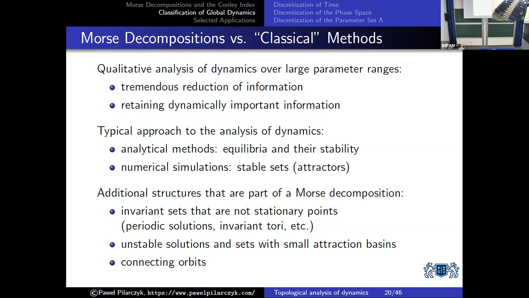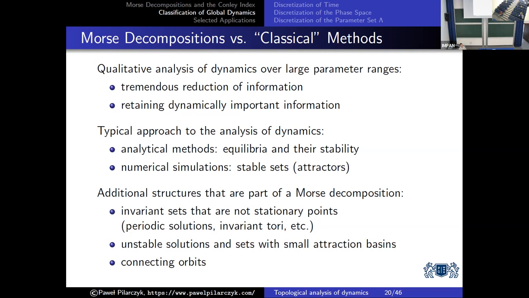Any kind of qualitative analysis of dynamical systems requires tremendous reduction of information. You don't want to have a database of all the trajectories in the space, because it will be difficult to search through. We want to get some limited, small kind of information that still retains the important parts about the dynamics.